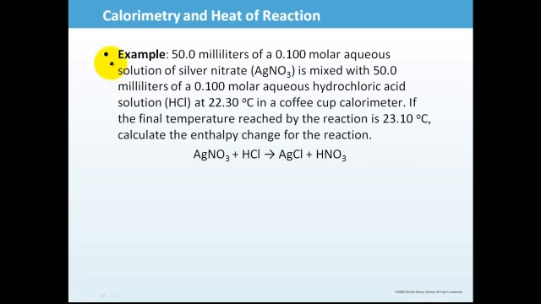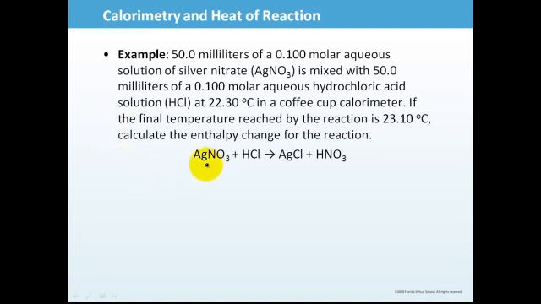Let's say we have 50 milliliters of a 0.1 molar aqueous solution of silver nitrate. It's mixed with 50 milliliters of a 0.1 molar aqueous hydrochloric acid solution at 22.3 degrees Celsius in a calorimeter. The final temperature is 23.10 degrees Celsius. Calculate the enthalpy change. Okay, so first we're given the reaction right here.